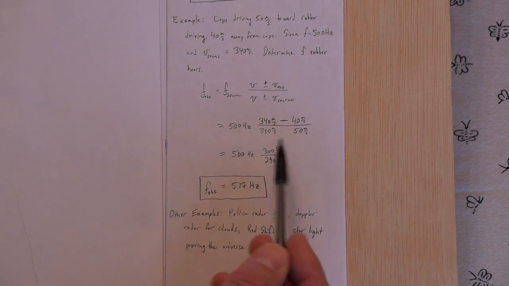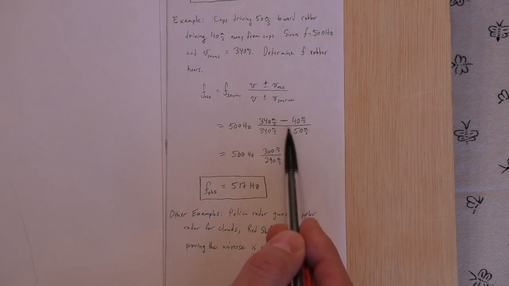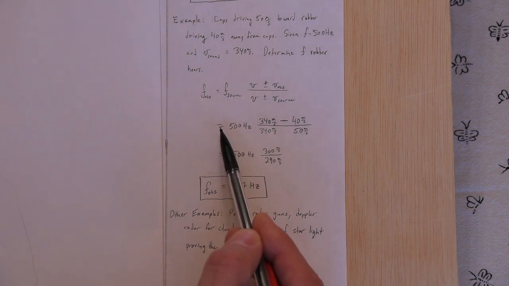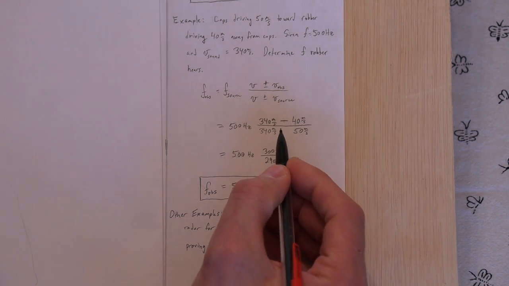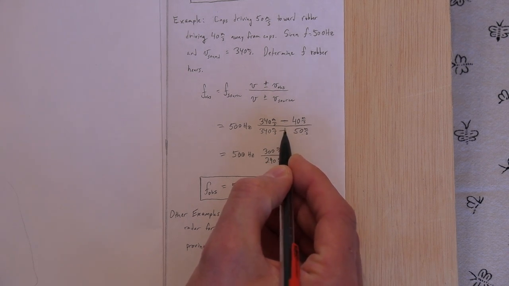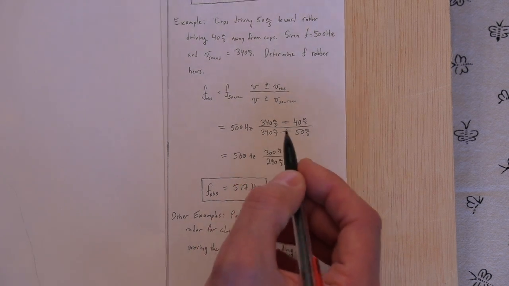How do we make a bigger answer? We don't put a minus here because that's going to make a smaller denominator, which will make a bigger answer. So what we need is a bigger denominator. We need a smaller numerator and a bigger denominator. So this 50 makes for a bigger denominator.